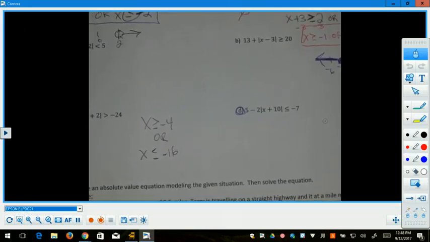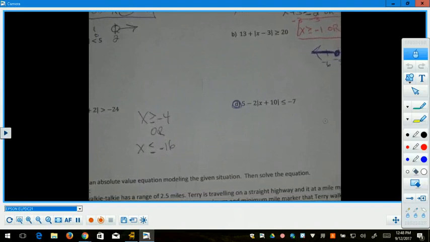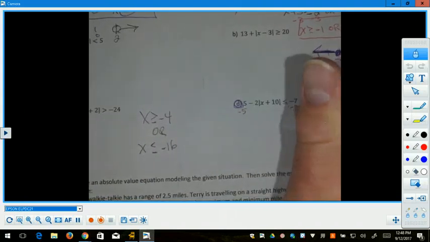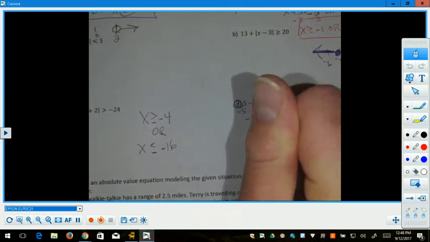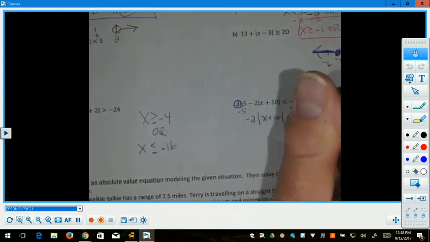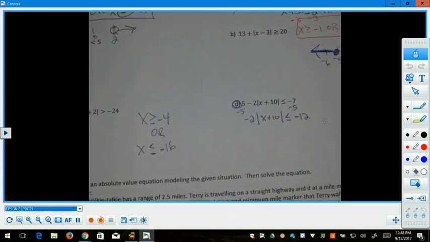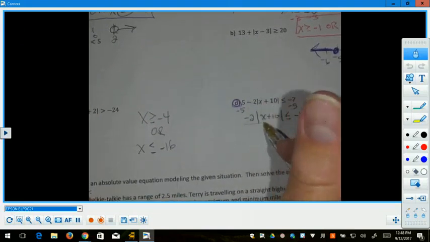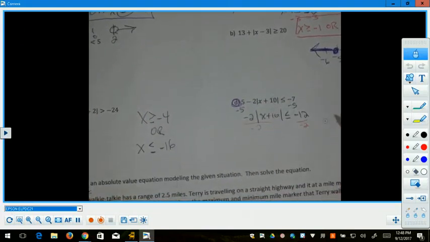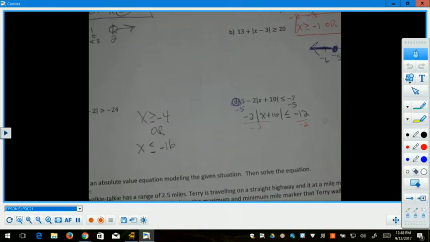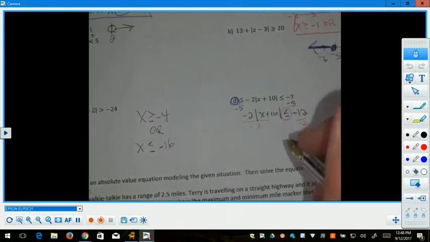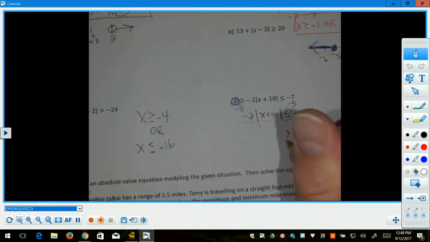A couple people. I'm going to go through it real quick because I do want to make sure that you see how it works. So you guys subtracted 5 first, right? -2 times x plus 10 is less than or equal to -12. You divide both sides by -2. In doing so, this is where some people got a different symbol at the end than I did. In dividing both sides by -2, you had to flip the inequality.